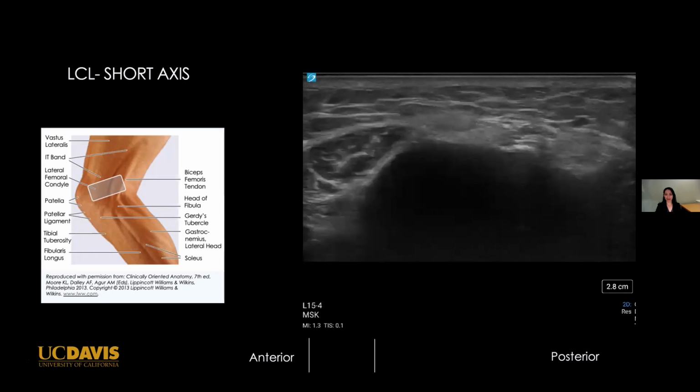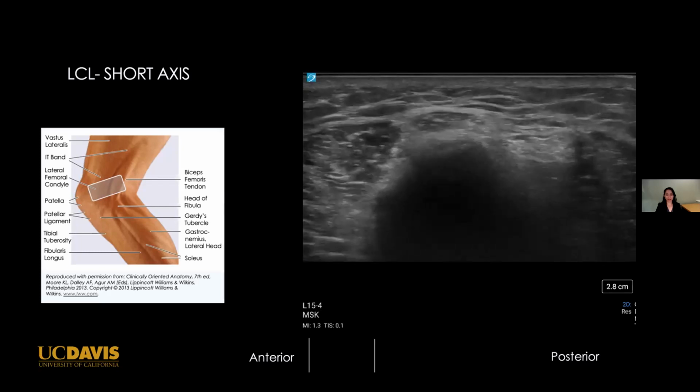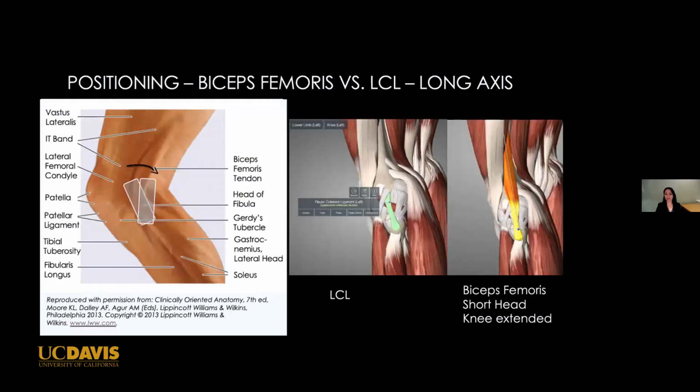All right, next let's evaluate the biceps femoris. So to orient the probe, anchor the distal aspect of the probe on the head of the fibula and rotate the superior part of the transducer distally. You can palpate the biceps femoris tendons as well. So how can you tell what's the LCL versus biceps femoris? Well, the LCL is deep to the biceps femoris, and the biceps femoris has a myotendinous junction when followed proximally.